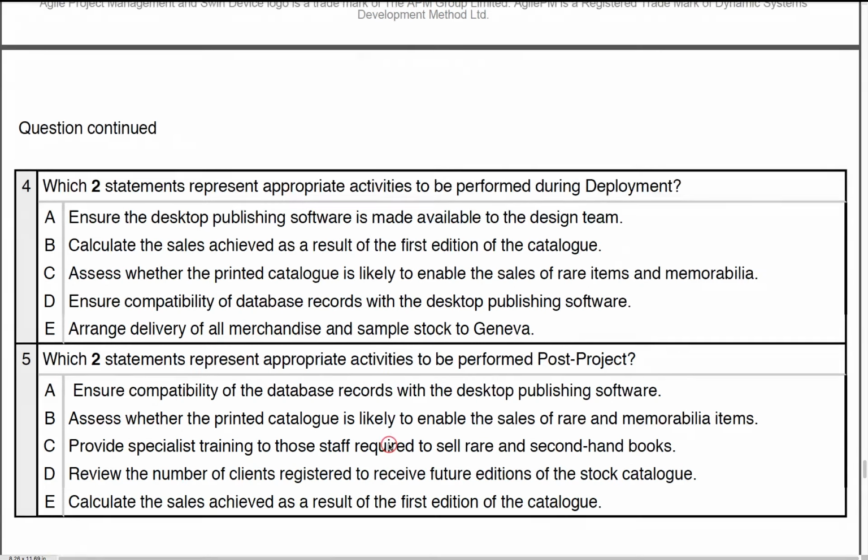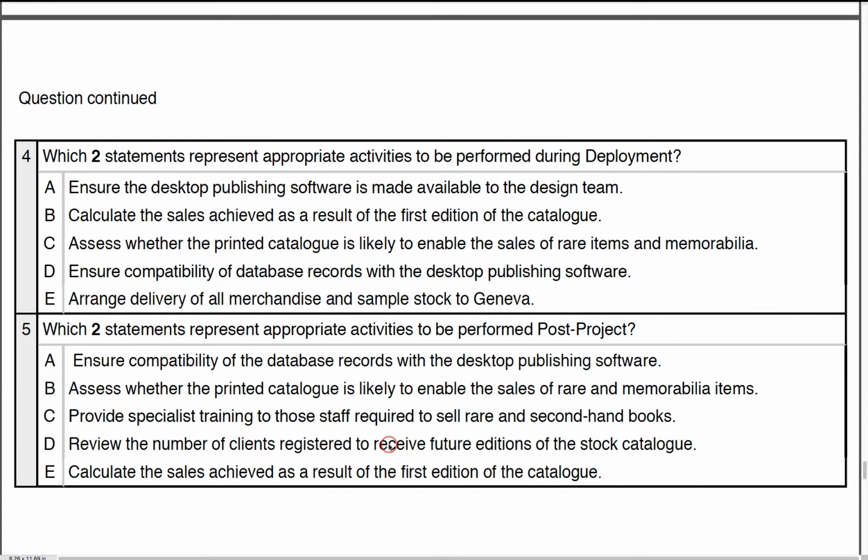Okay, let's go and have a look at number 4 question. Now we're looking at deployment. Remember, we need to look at deployment about assessments and getting final specs together. So, statement A, ensure the desktop publishing software is made available to the design team. So this is actually an environment and a resource that the team need. This is decided on, ensure that it's made available in foundations, not in deployment, right? So this is something we have to set up much earlier in this.